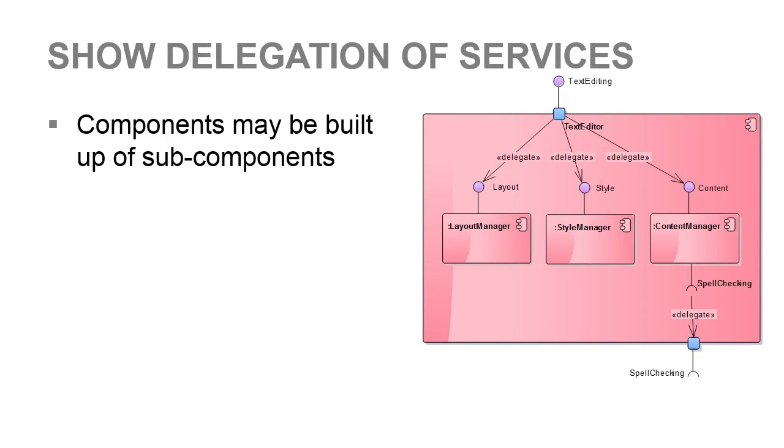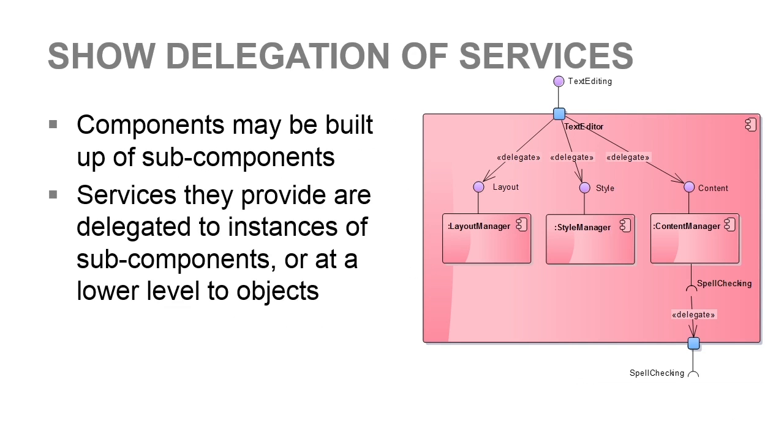Components can be built up of subcomponents, each with a specific cohesive set of responsibilities within the larger component. We can use a composite structure type of component diagram to show the subcomponents within the component, and also the way that the services provided by the interface or interfaces are delegated to instances of those subcomponents, or ultimately to instances of the classes that are compiled into components.